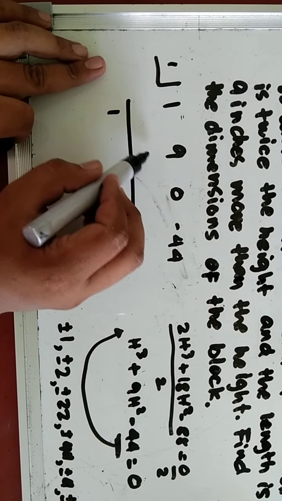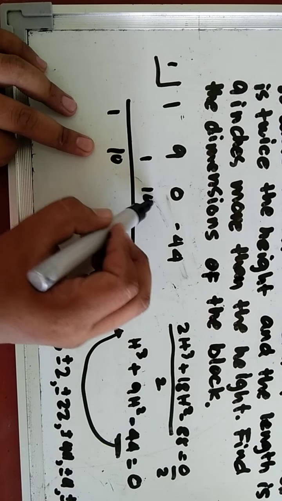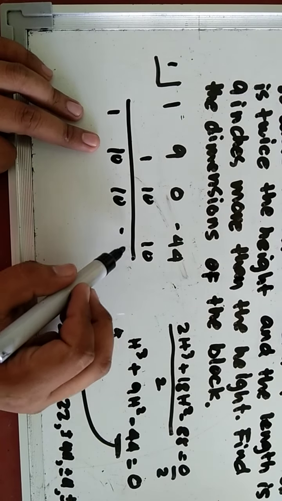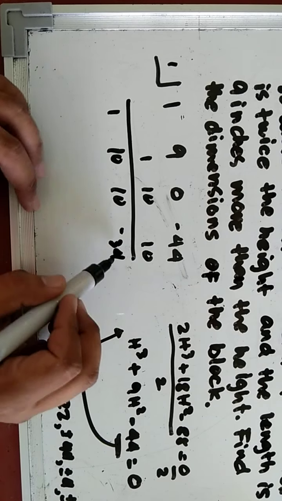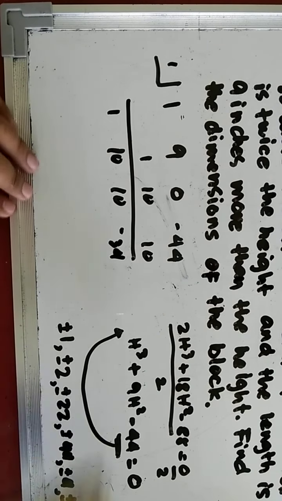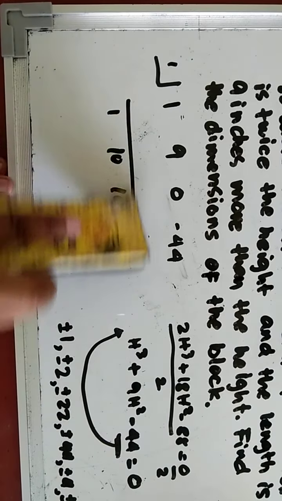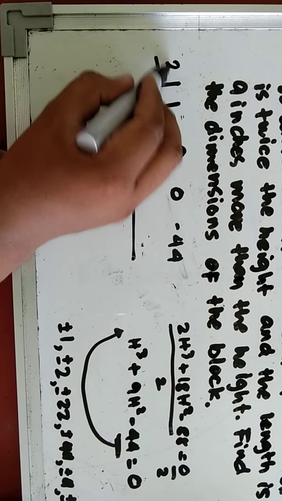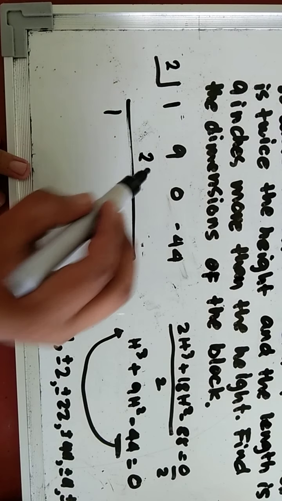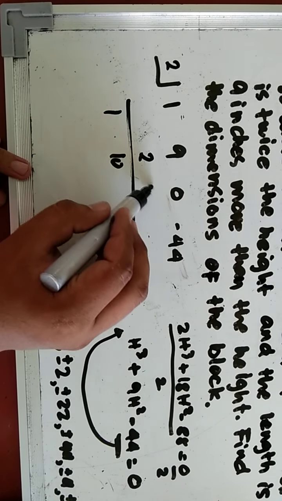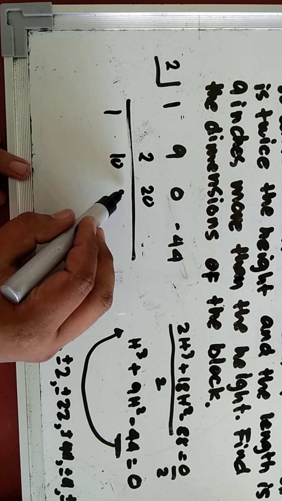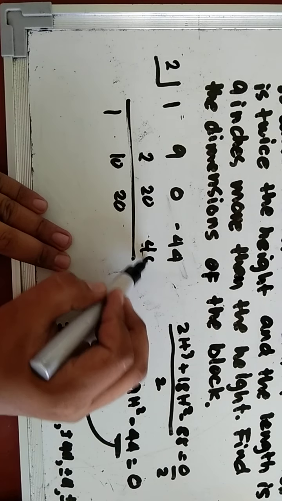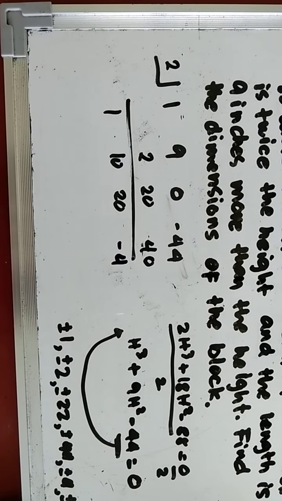So, we have 1, 1, 10, 10, 10, negative 34. So, hindi niya napa-zero. Ibig sabihin, hindi positive 1. Okay, subukan natin sa positive 2. So, we have 1, 2, 10, 20, going down 20. So, we have 40. So, we have negative 44.